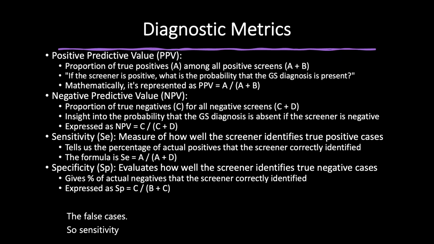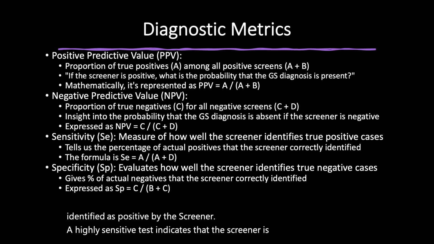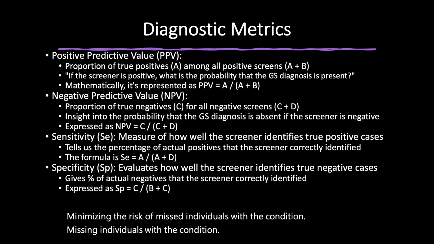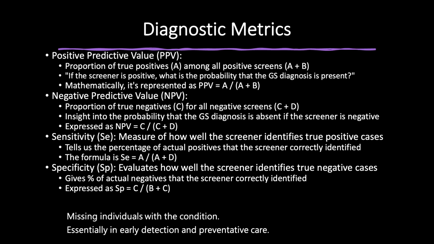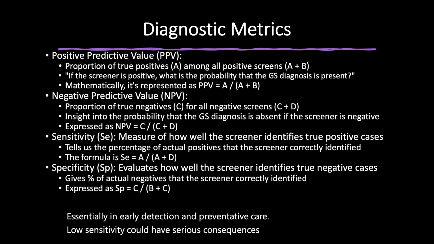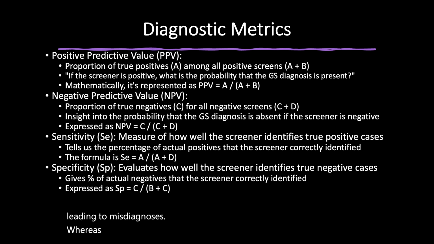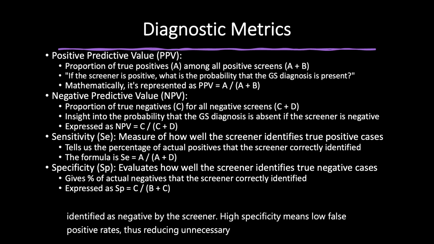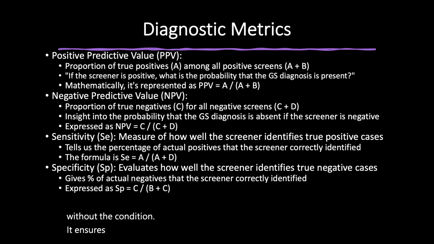So sensitivity measures the proportion of true cases correctly identified as positive by the screener. A highly sensitive test indicates that the screener is highly capable of identifying true positives, minimizing the risk of missing individuals with the condition. Essentially, in early detection and preventative care, low sensitivity could have serious consequences in critical conditions, leading to misdiagnoses. Whereas for specificity, this is the proportion of false cases correctly identified as negative by the screener. High specificity means low false positive rates, thus reducing unnecessary interventions for individuals without the condition. It ensures efficient resource allocation and minimizes potential harms associated with overdiagnosis.